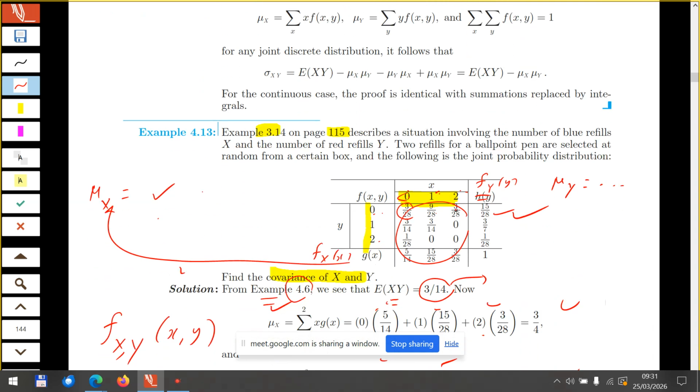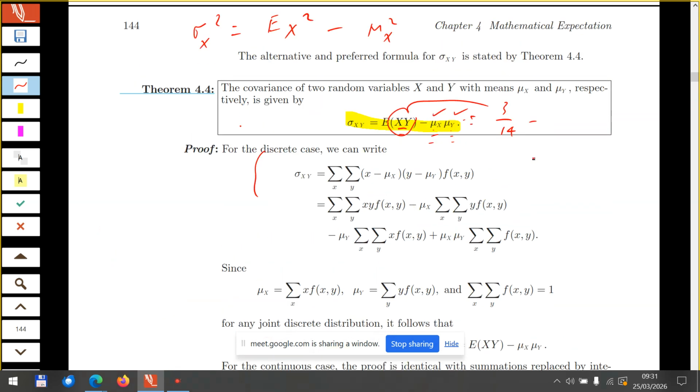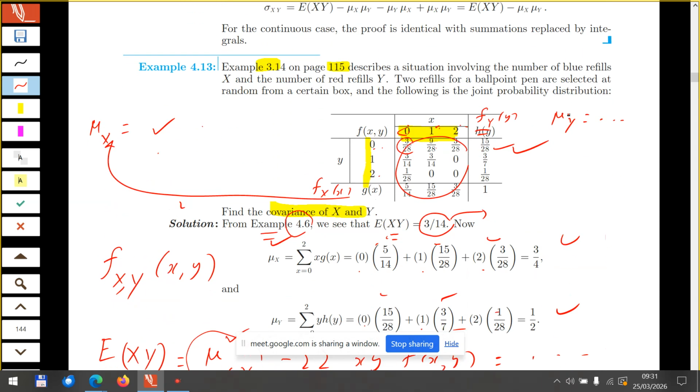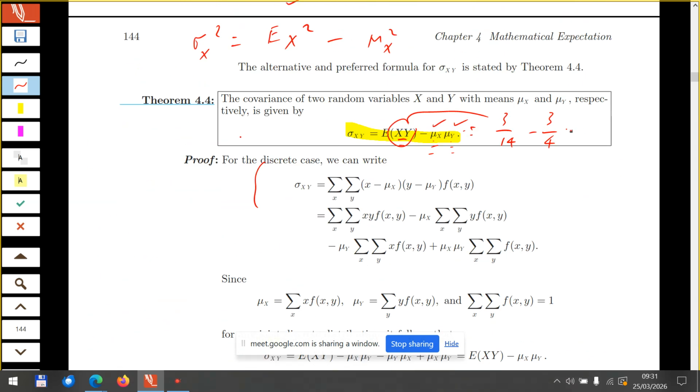So this will be 3/14 minus mu x times mu y. What is mu x? 3/4. And what is mu y? 1/2. And you compute it.